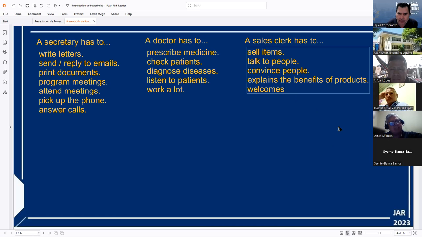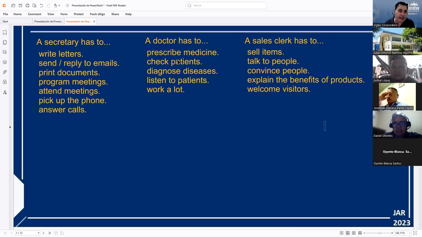Okay, has to welcome, sorry, because it has to. Over here I put an S, but no more. Okay, has to welcome visitors. You remember? They are visitors, they become customers when they buy, right? For the moment, they are visitors. So a sales clerk has to welcome visitors to the department store, okay? Has to be nice and polite, okay?